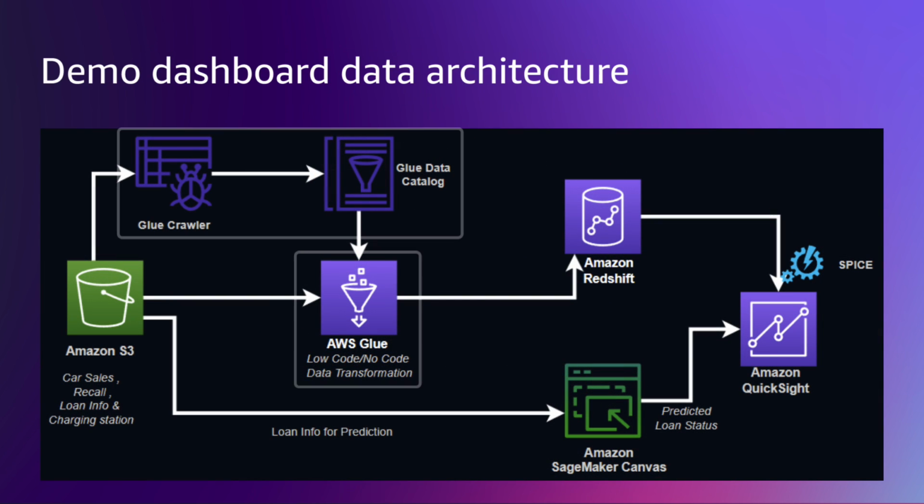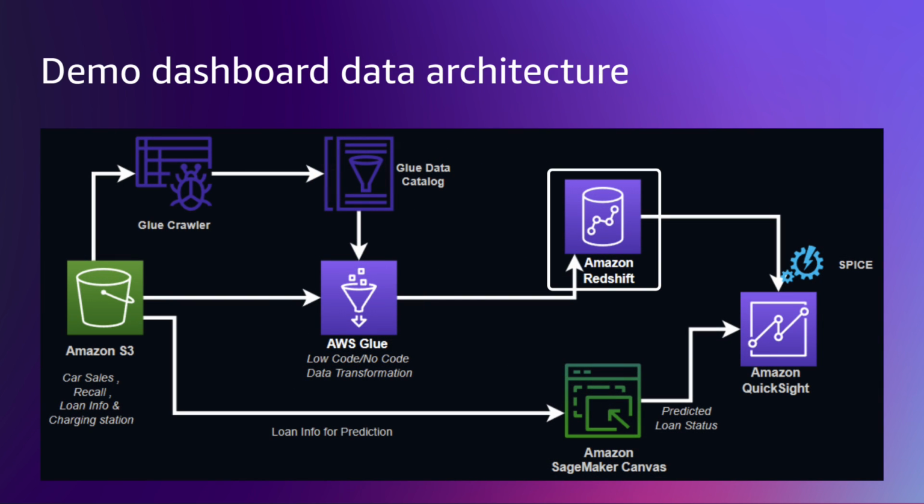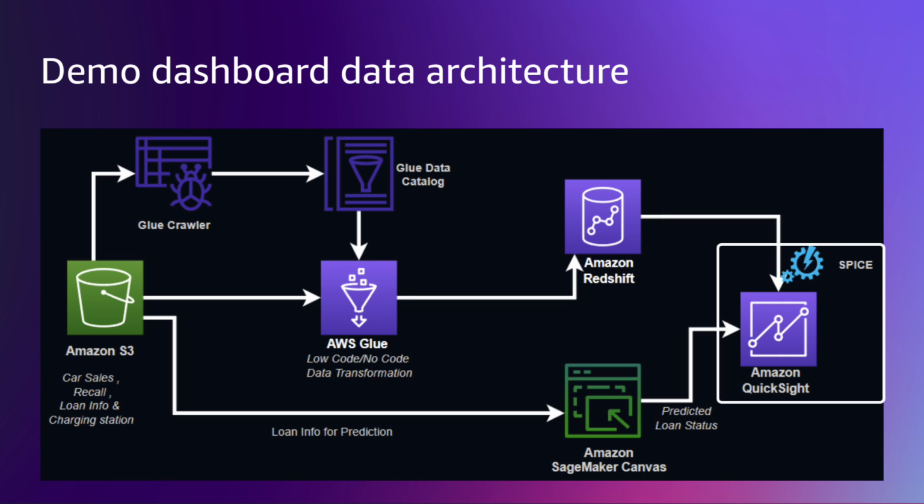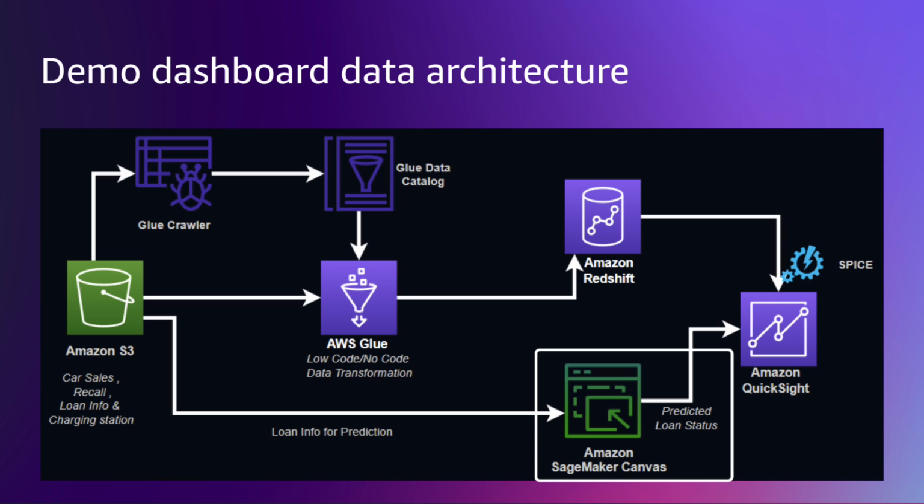It is then transformed using AWS Glue and stored in Amazon Redshift's data warehouse before being brought into our QuickSight account for data analysis. With Amazon SageMaker Canvas, predictions of the loan data were added and modeled to create the loan status insights in QuickSight. These data sources are ready to create an analysis in QuickSight.